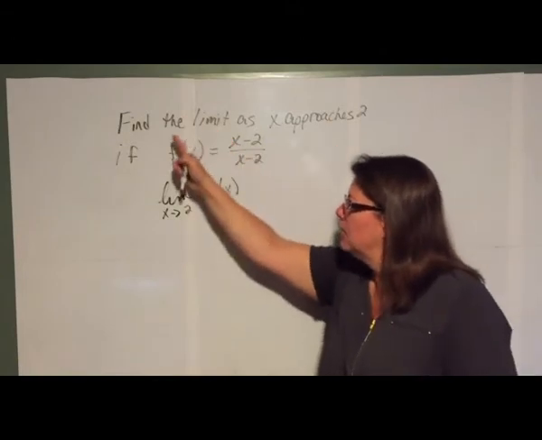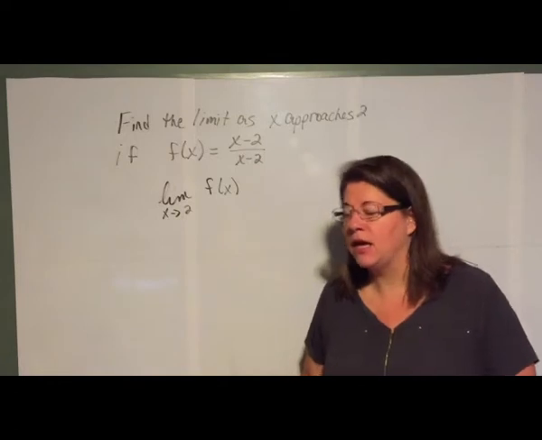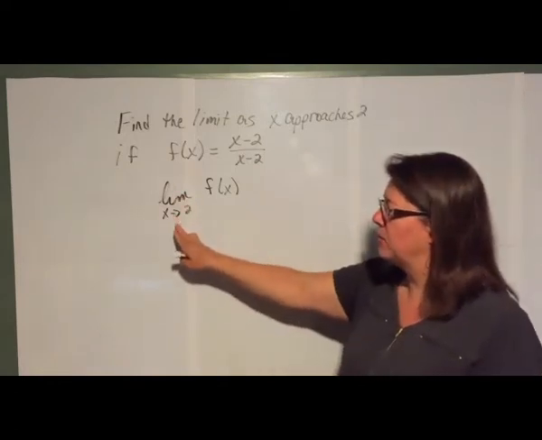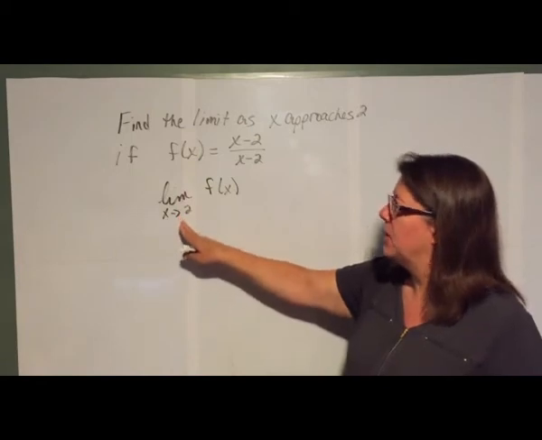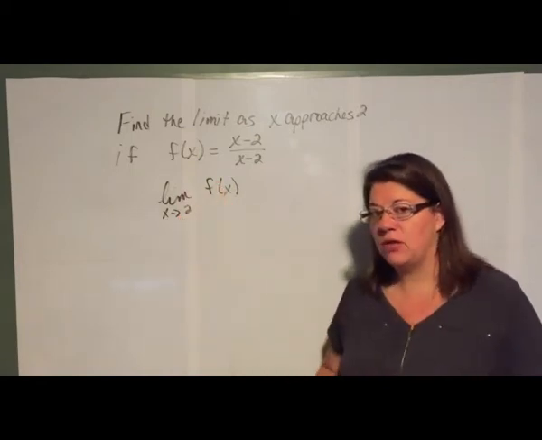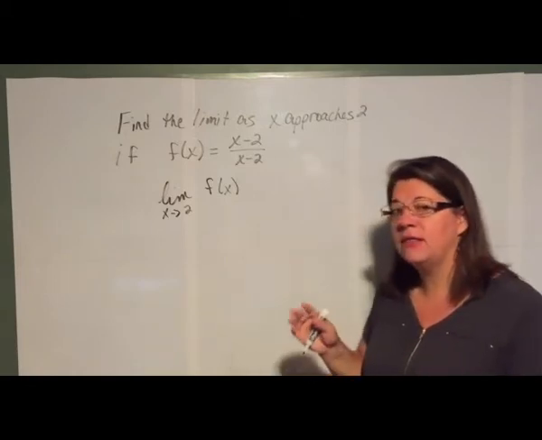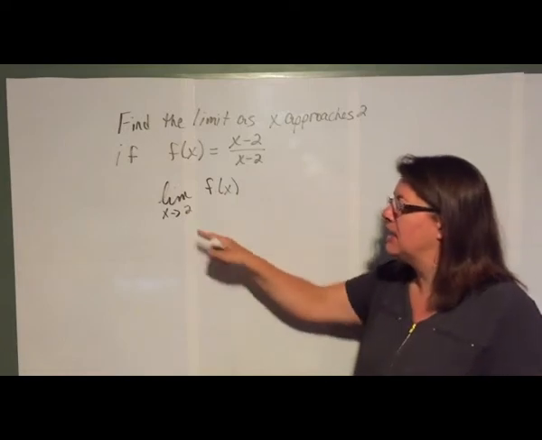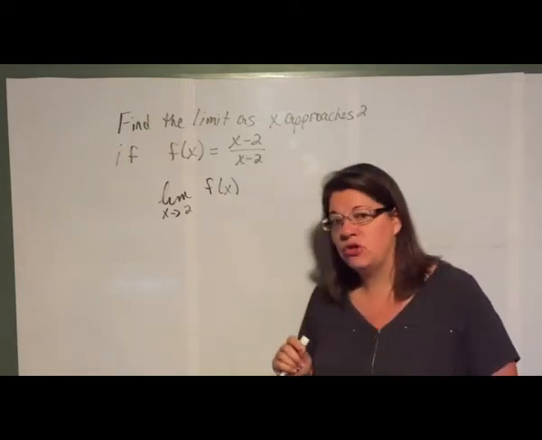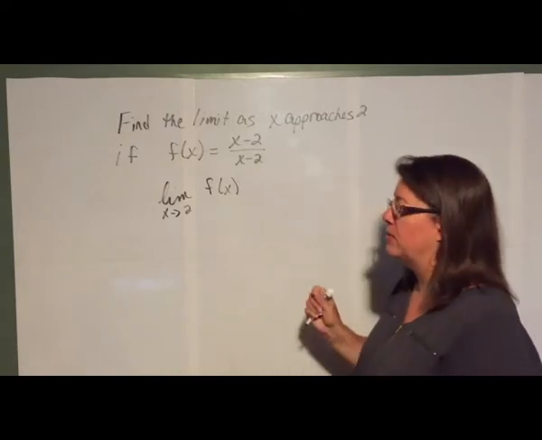This notation right here and this notation right here basically mean the same thing. They can put the limit as x approaches 2 of f of x, or they could put the limit as x approaches 2 of (x minus 2) over (x minus 2). They could express that function either way. It really doesn't matter. But basically what they're asking us to do is figure out what's happening as x approaches 2 from the left and from the right. So we have to consider both sides.